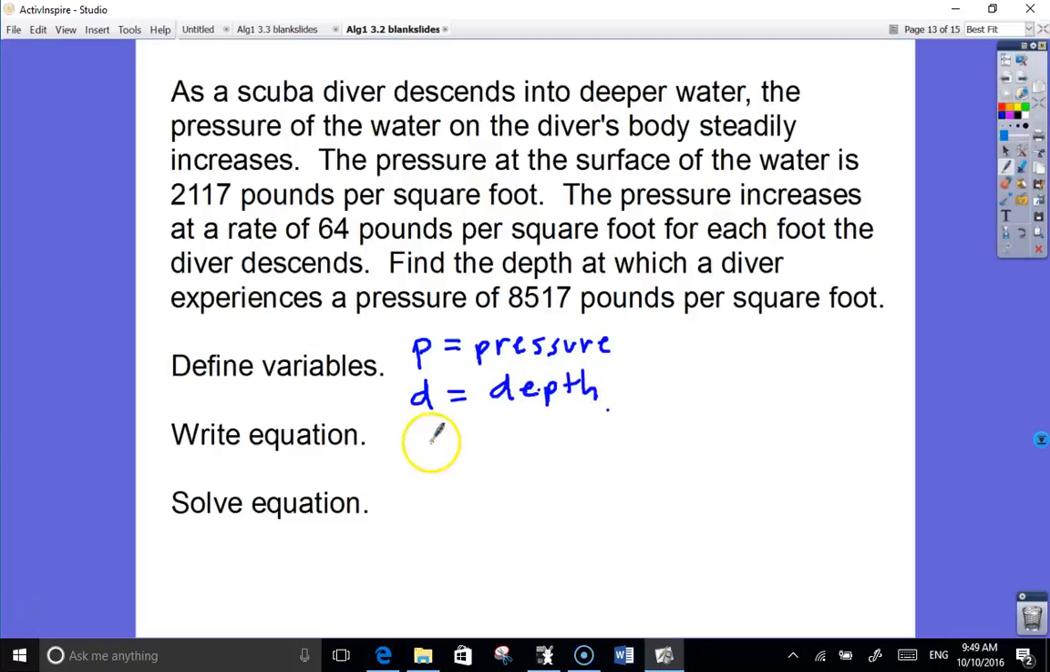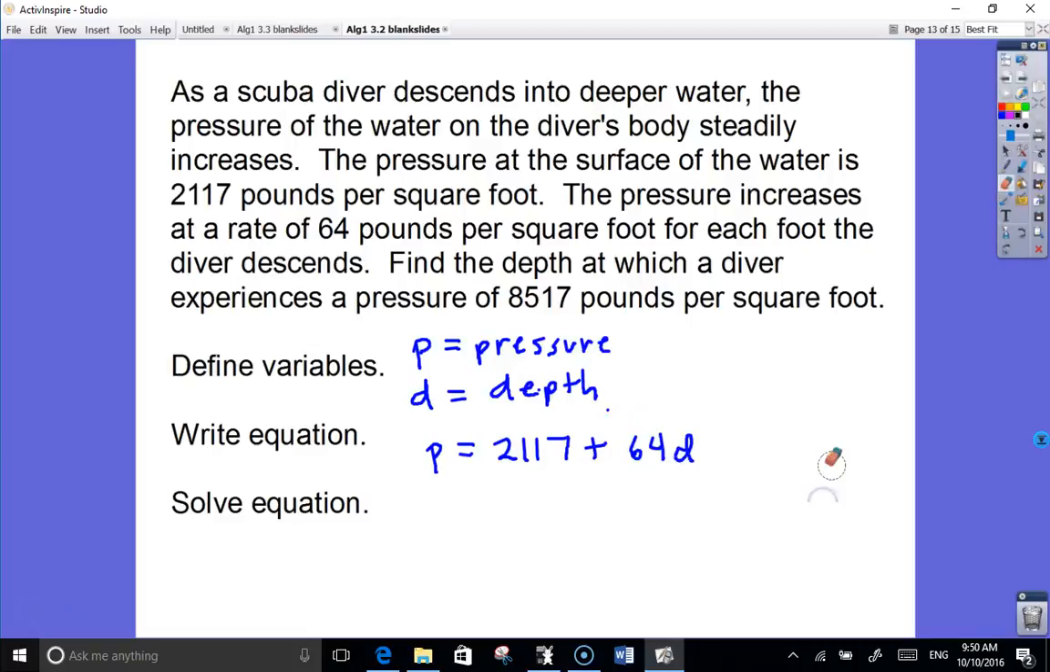So now we're going to write an equation. Which is the input and which is going to be the output? What are you trying to find the value of in the end? Well, pressure. We want an equation for pressure, right? So the pressure is going to be, what is it at the surface? So that's the starting point. And then it's going to increase for every 1 foot of depth. How much does it increase for every 1 foot? So it's plus 64D.